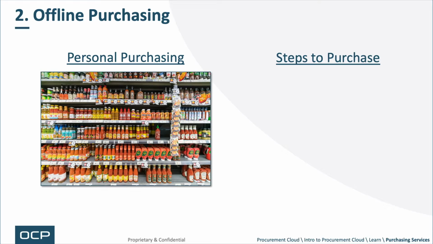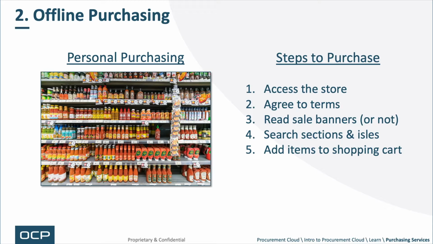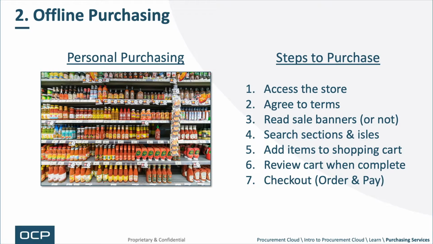Next, offline purchasing. You probably don't realize it, but every time you walk into a store, you follow these steps. First, walk into the store. Next, inherently you agree to the terms of that store, right? You can't walk out without things or with things. Next, read sale banners or not. Search the sections and aisles. Add the items that you find in those sections and aisles to your shopping cart. Review that cart when it is complete. Then you'll check out, which is order and pay.